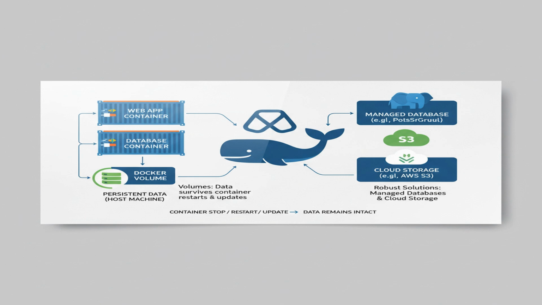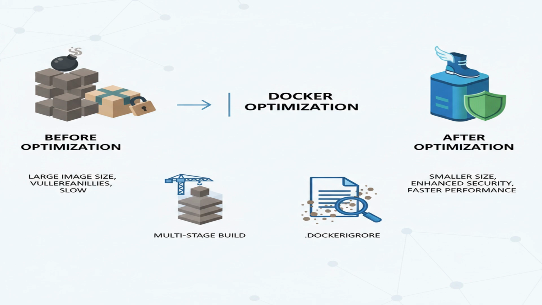For more robust solutions, consider using managed databases like PostgreSQL or cloud storage services like AWS S3. These services provide scalability, reliability, and data durability. Imagine a database as the memory of your application. It needs to be preserved and accessed consistently. Proper data management is key to successfully scaling stateful applications in a Docker environment.